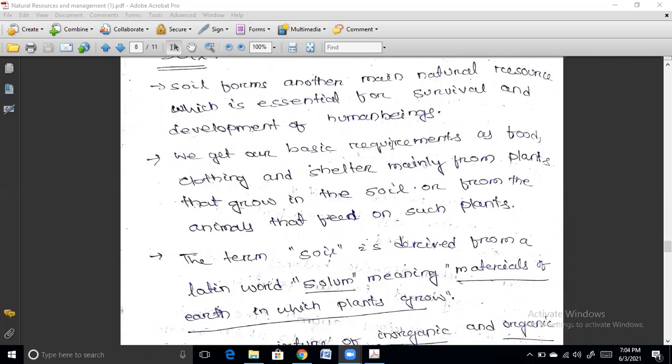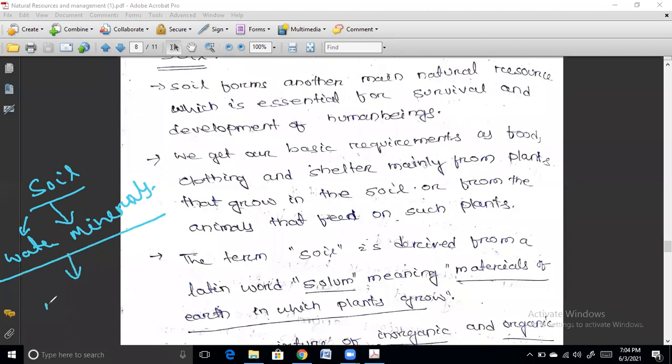Okay, and we get our basic requirement as food. We get food basically from plants, and plants depend upon the soil. In the soil, water is present, there is the presence of water, and minerals are also present. These are utilized by the plants, and human beings depend directly or indirectly on plants. So that is a natural resource.